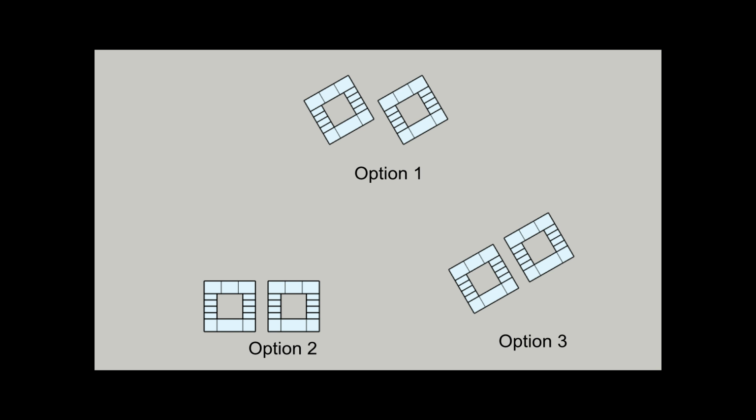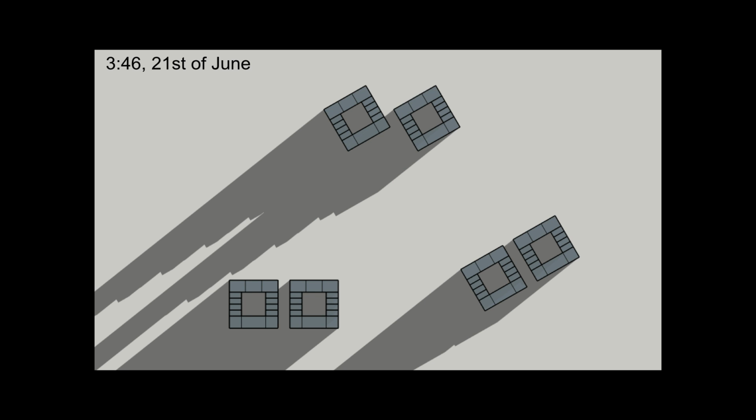The second type of shadow analysis tests the impact of orientation upon the shadow. All the blocks shown on the screen are of the same type, that is, the type of block chosen from the previous shadow analysis test. Option 1 shows a pair of blocks rotated 30 degrees towards the north, placed in parallel. Option 2 shows the 2 blocks placed in parallel without any rotation. Option 3 shows 2 blocks rotated 30 degrees towards the north.